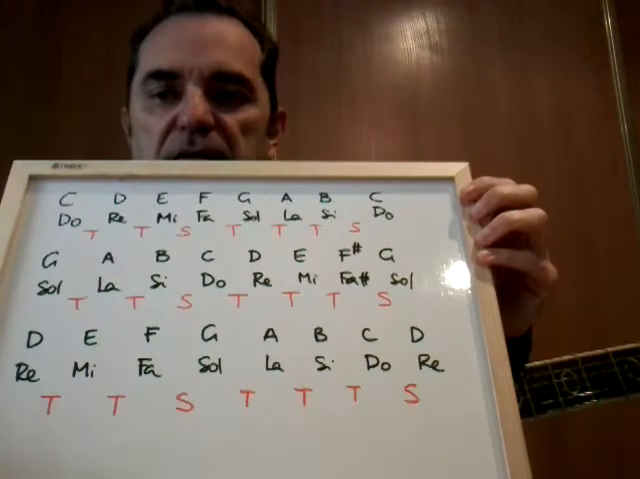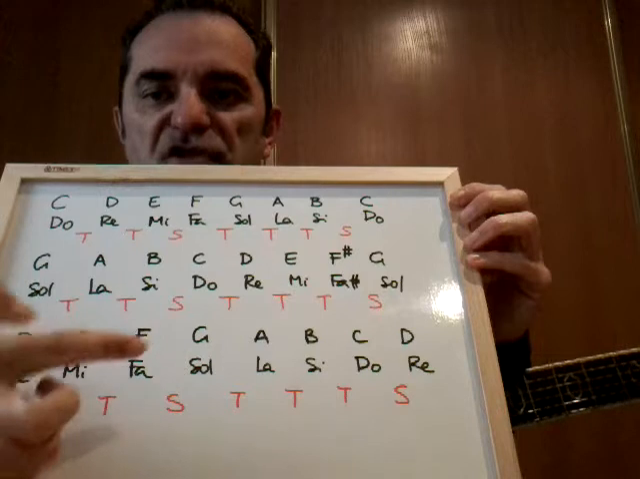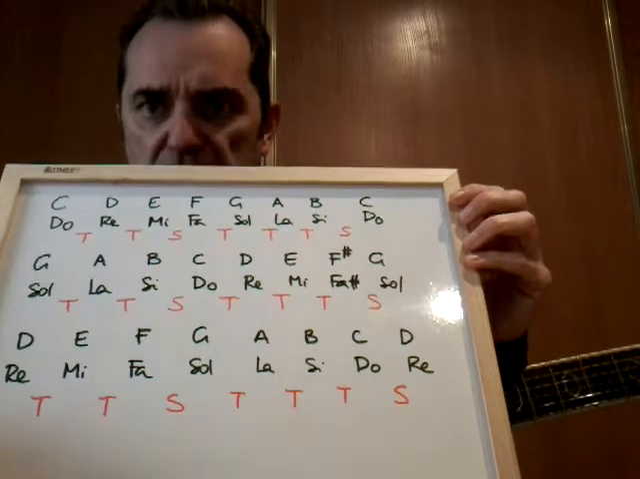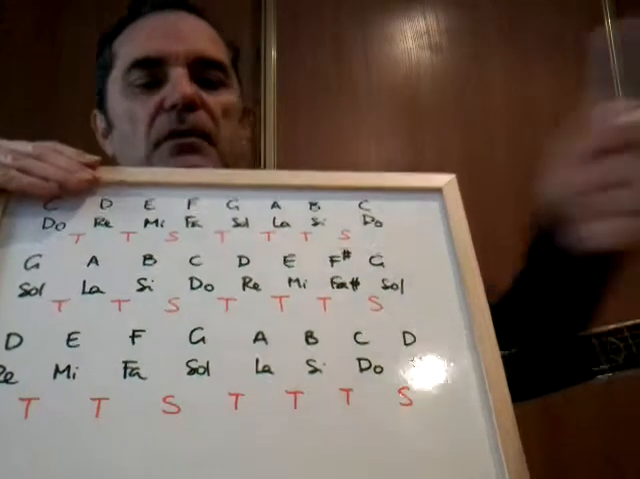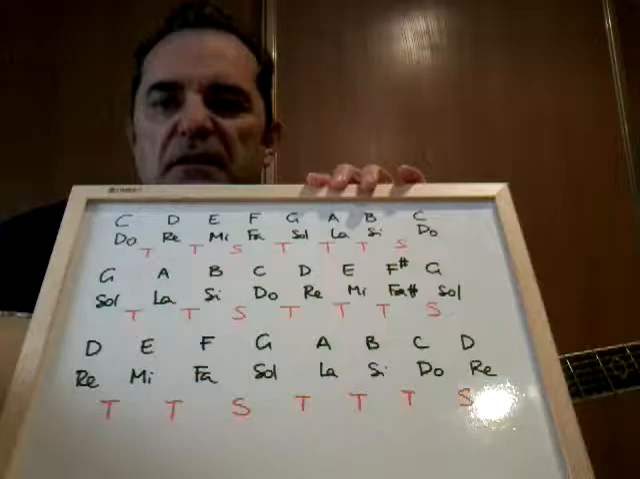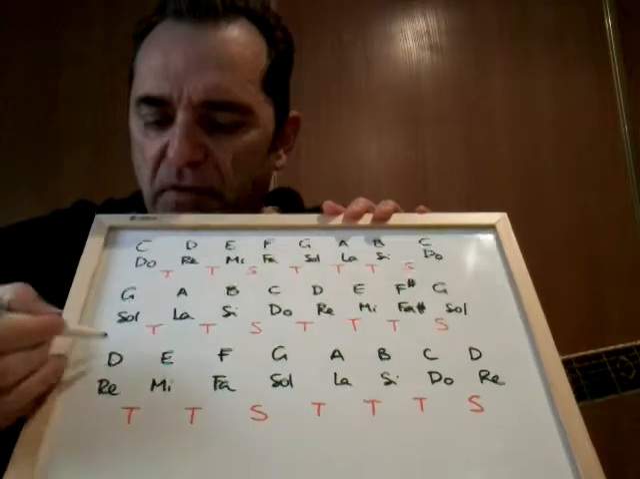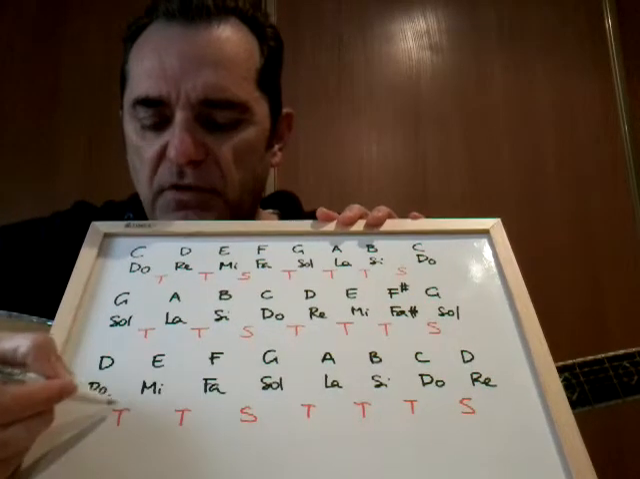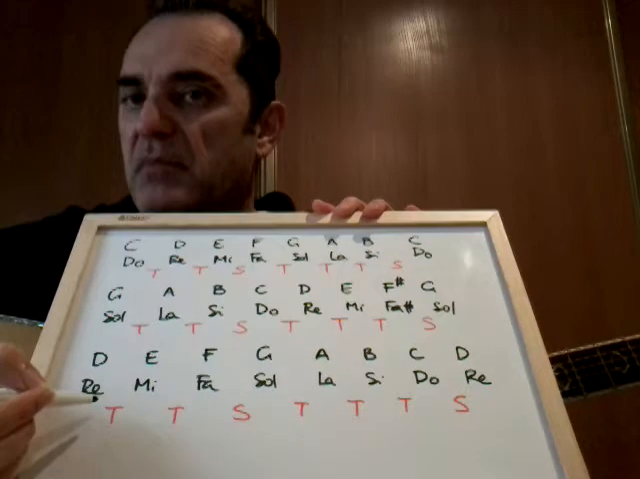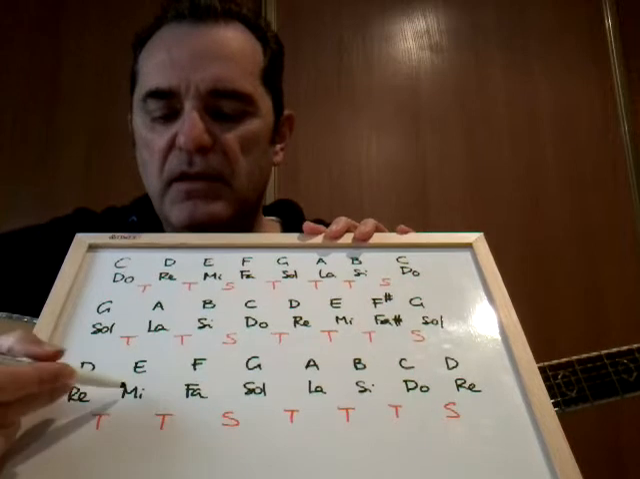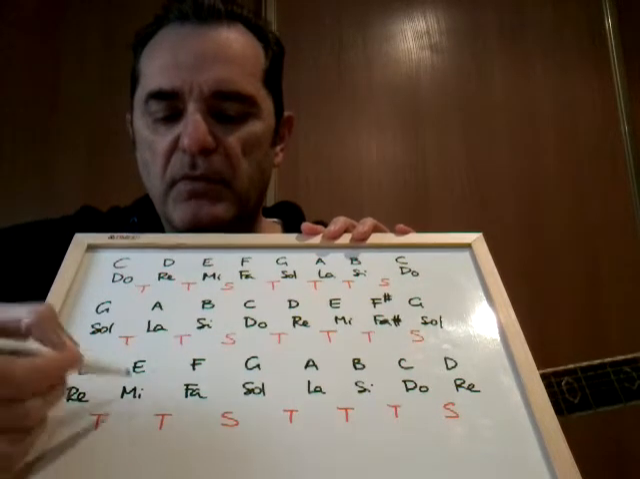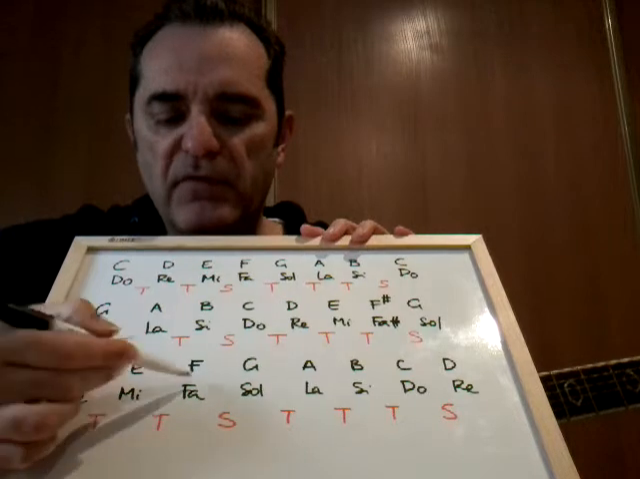Y aquí abajo tenéis la de Re: D, E, F, G, A, B, C, D, but without any change. So let's look at the scale, and maybe we need to put some sharps, right? Okay, so let's see what's happening here. So we've got D, from D to E, we've got a tone, a second major, remember, a tone, we call it as well second major. From D to E, we've got a tone. From E to F, we've got a semitone.